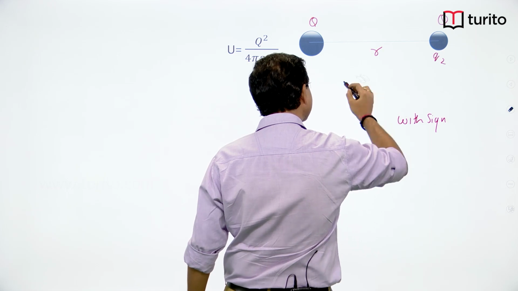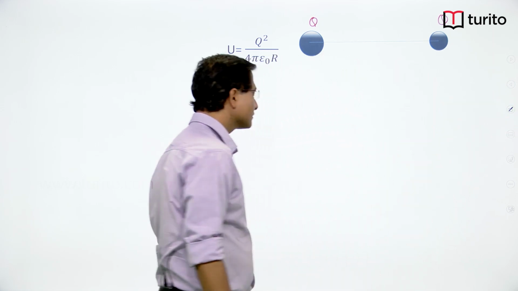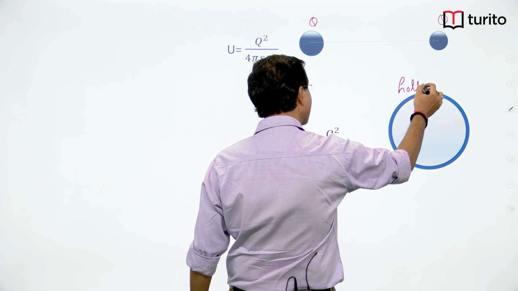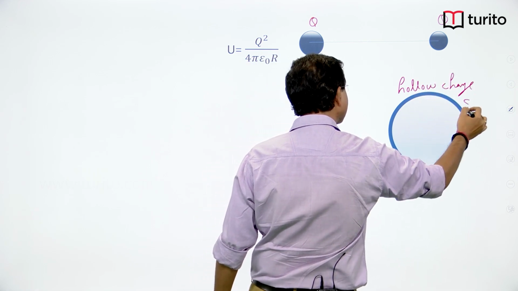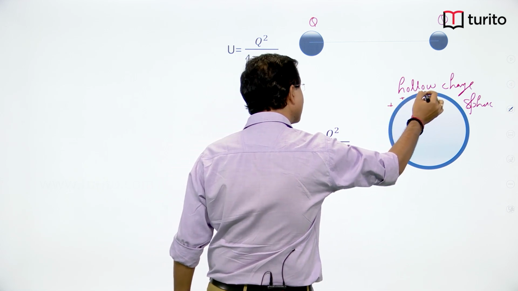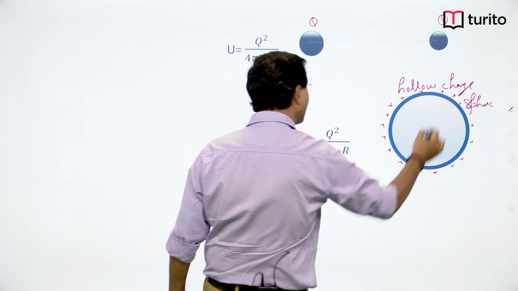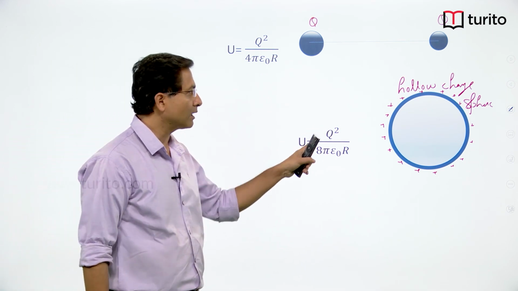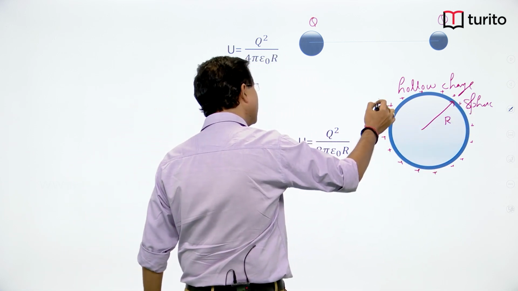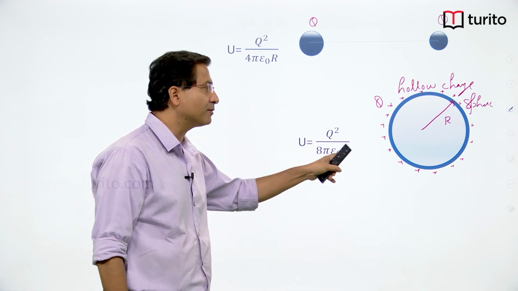Then we talked about the self energy. For a hollow charged sphere, where charge was uniformly distributed over the surface, we got U is equal to q square upon 8 pi epsilon naught r, where r was the radius and q was the total charge distributed over the surface of the sphere. So, we got this expression q square upon 8 pi epsilon naught r.